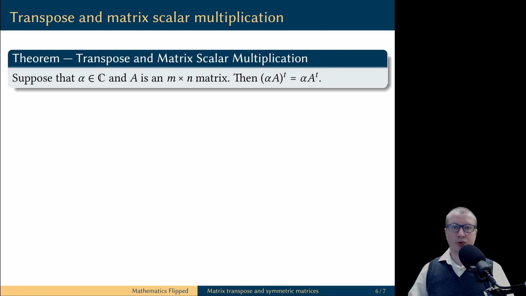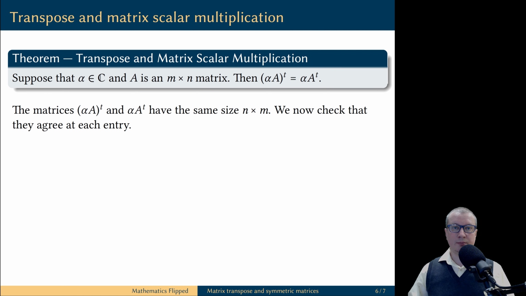Next, let's prove that scalar multiple commutes with the operation of transpose. Namely, you can first scale a matrix and then take the transpose. This is the left-hand side of the equation. Or you can first take the transpose of the matrix and then scale the transposed matrix. This is the right-hand side of the equation. The result is going to be the same.